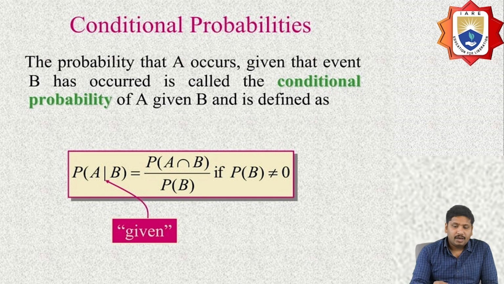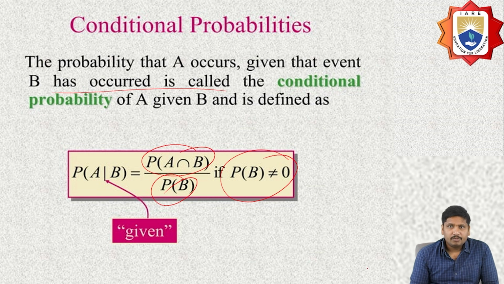The probability of A occurring given that the event B has occurred we call conditional probability, and it is defined as probability of A given B equal to probability of A intersection B divided by probability of B, if and only if the probability of B is not equal to 0.